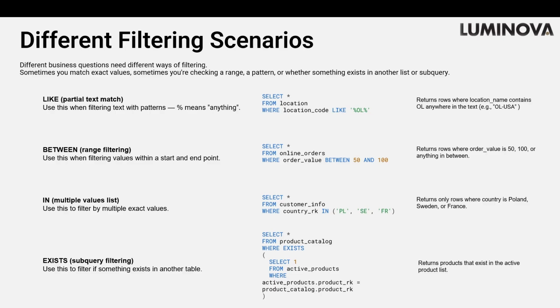These tools give you flexibility depending on the problem. LIKE for pattern matching in text, BETWEEN for numeric or date ranges, IN for multiple discrete values, and EXISTS for cross-table checks. And HAVING comes in when you need to filter on aggregated results after grouping. By mastering these advanced filtering techniques, you can refine your SQL to answer complex questions with precision, making sure your results match exactly what the analysis requires.